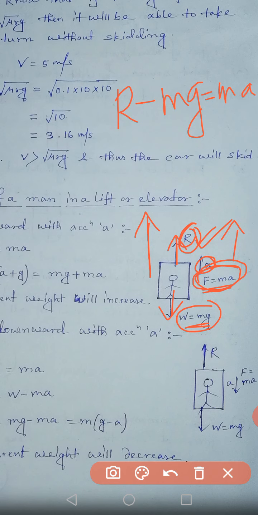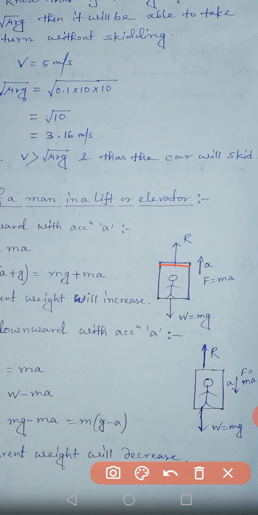See, once again I am repeating. The person is inside the elevator, weight is in vertically downward direction, reaction is in upward direction. In this case, reaction will be greater than the weight because the whole system is moving in upward direction. Now how much greater? Reaction is greater than weight, no doubt, but by which amount is it greater?